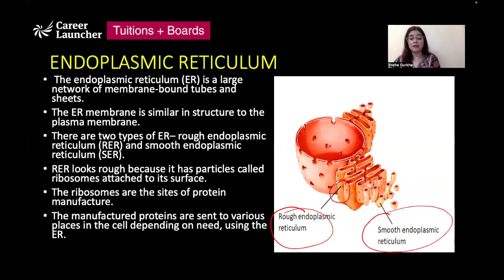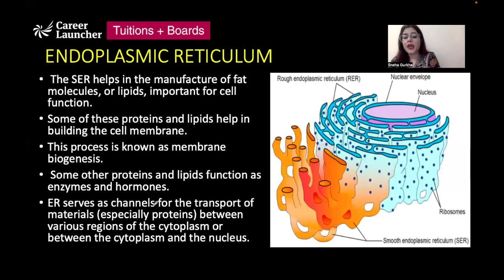And needless to say, because rough endoplasmic reticulum has ribosomes attached on its surface, it is the place where manufacture of proteins takes place. So rough endoplasmic reticulum manufactures proteins, and then these proteins are sent to wherever they are required in the cell depending on the need. The smooth endoplasmic reticulum, on the other hand, is associated with the manufacture of fats and lipids.